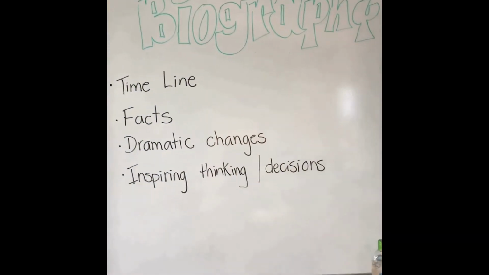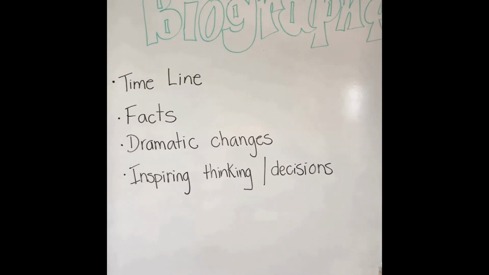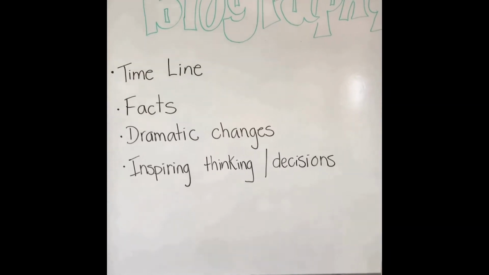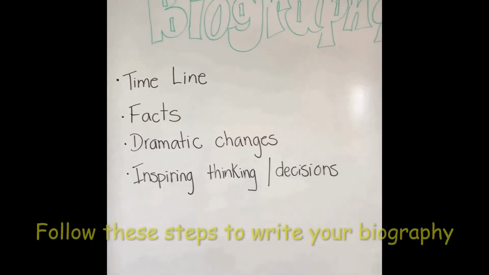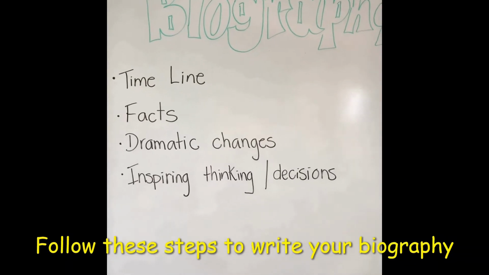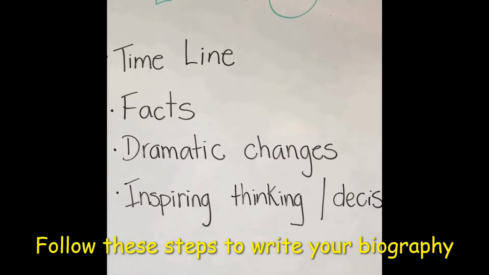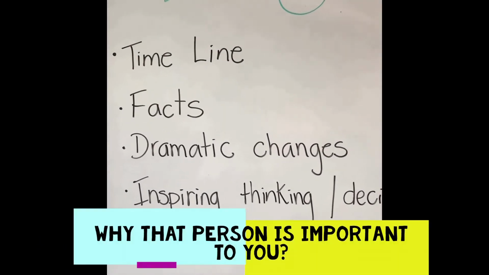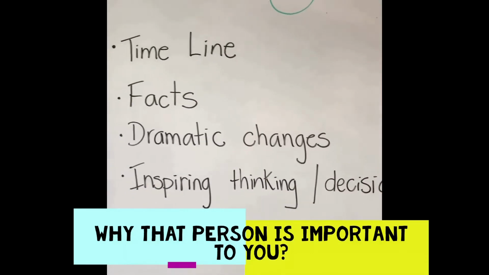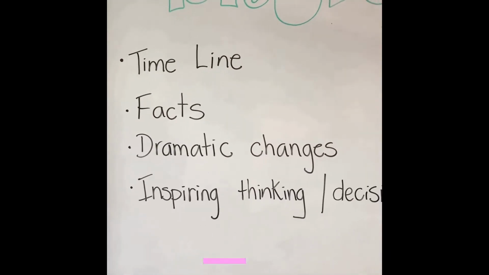So when we are writing a biography, the most important thing to keep in mind is the timeline. Why the timeline? Because I want to know a lot of stuff about the person we are writing about, okay? So the timeline helps us identify when that person was born, where he or she was born, and it gives us an idea about why that person is important for our lives. I mean, why did we choose that person to write about?